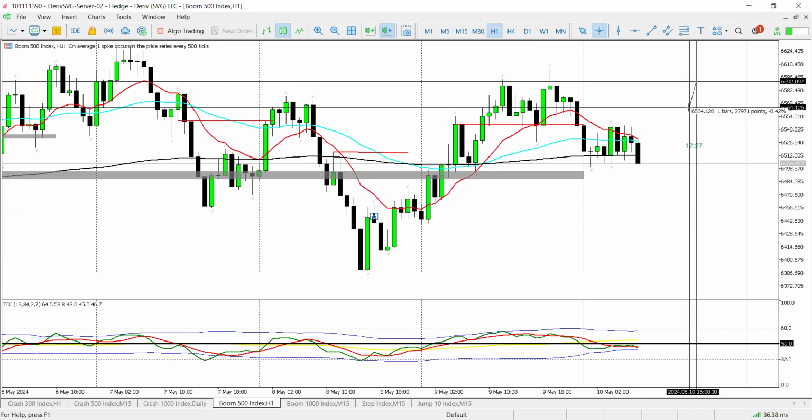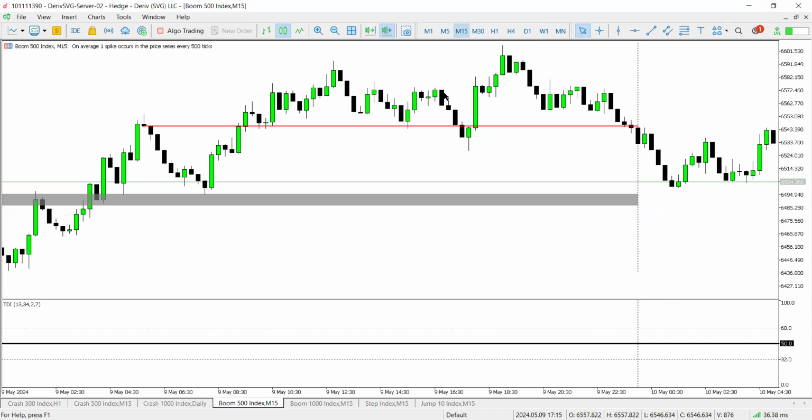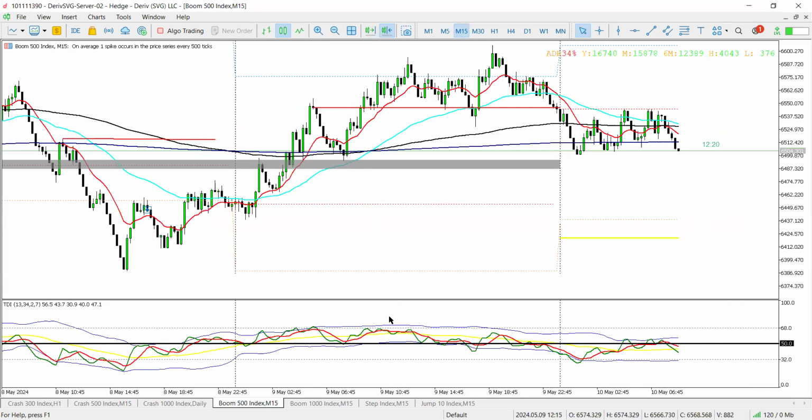Then going to B5, we had a nice setup yesterday, but I couldn't take it as well. My network was so bad. And knowing B5, you can see that the pattern actually started here when we broke this structure.